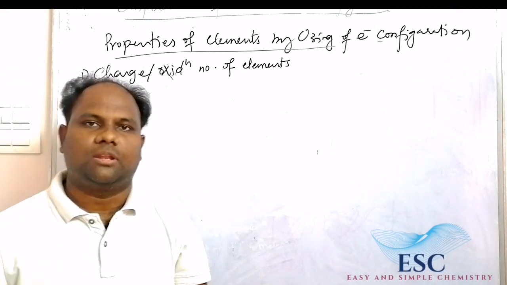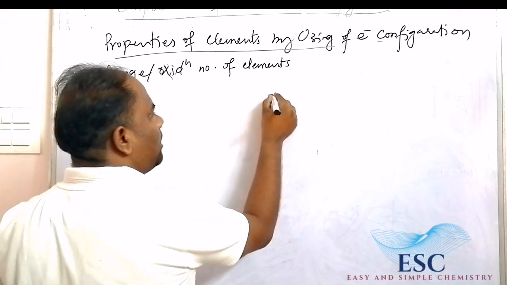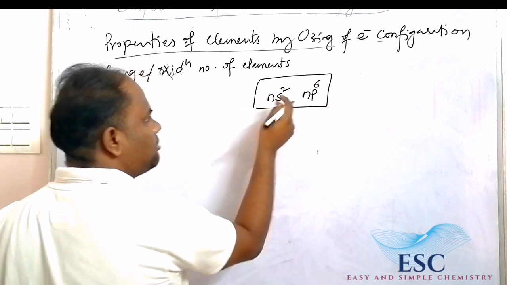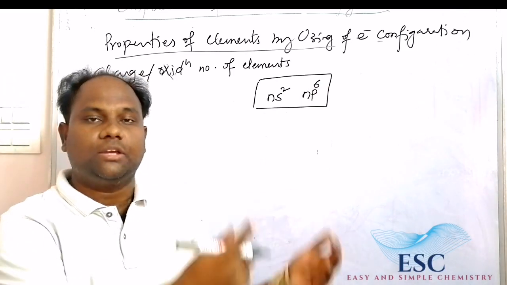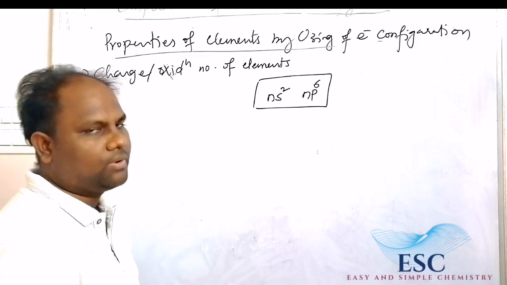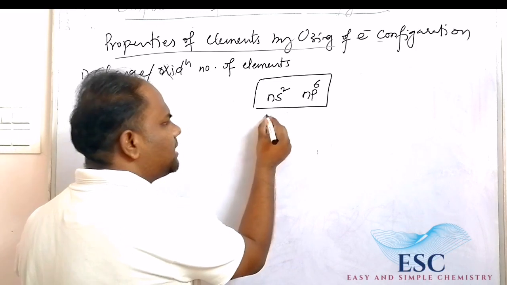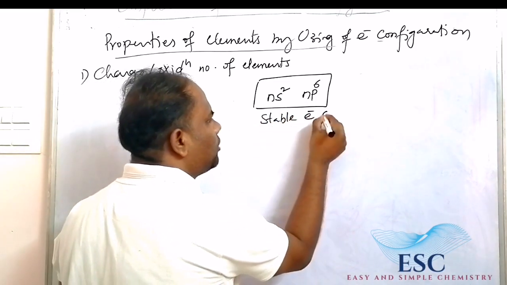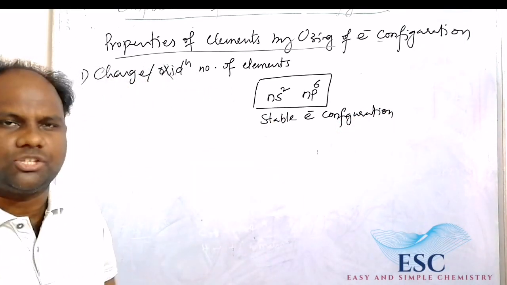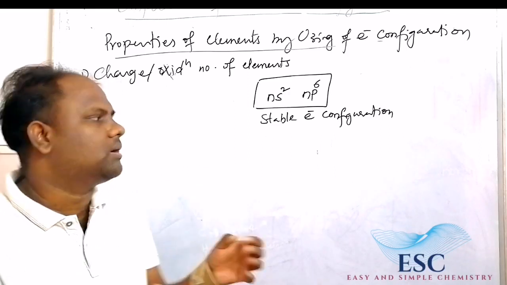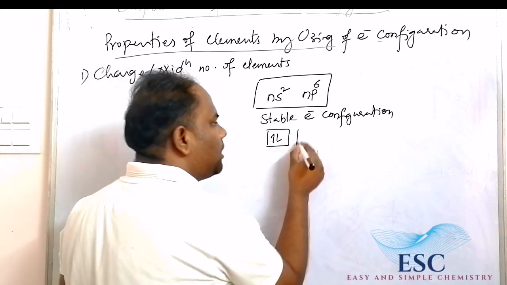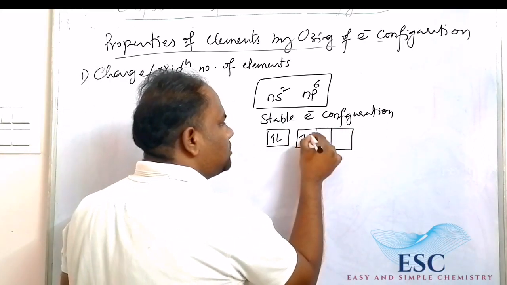Charge or oxidation number of the elements is determined by using only the valency electrons, which should show the ns2 np6 configuration. This ns2 np6 configuration is the electronic configuration of group 18 elements, the noble gases. Why is this the most important electronic configuration? Because this is the stable electronic configuration. Why is it stable? Because the s orbital is completely filled with 2 electrons, and the p orbital is completely filled with 6 electrons.